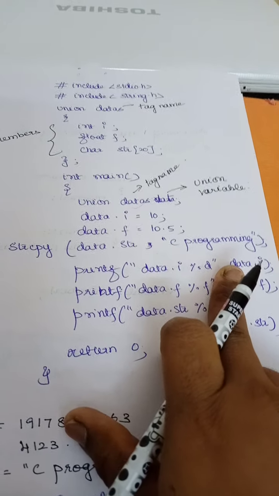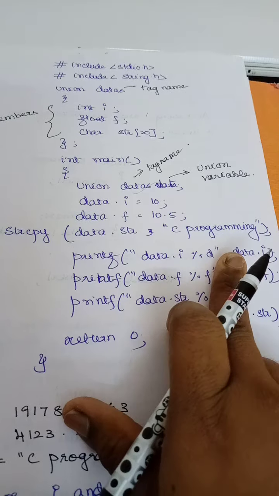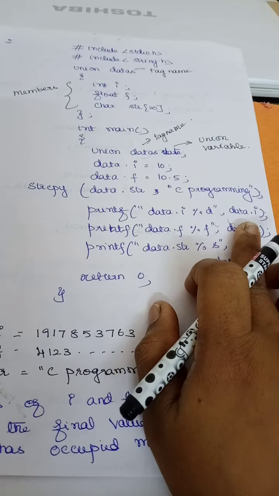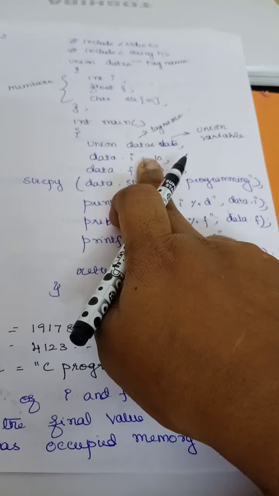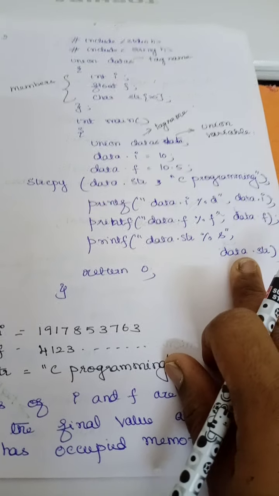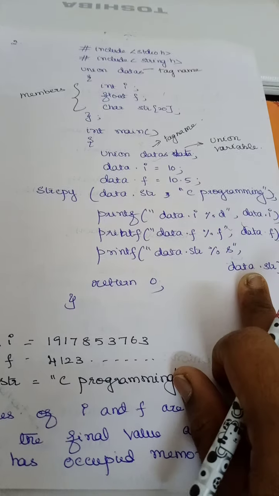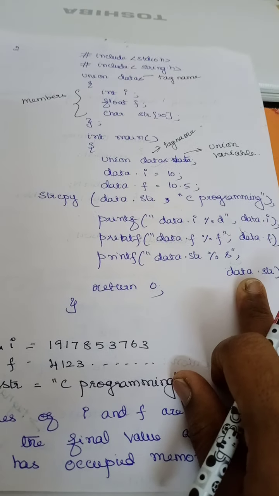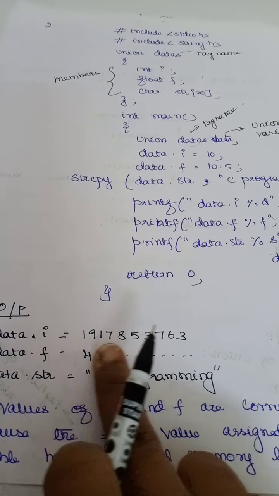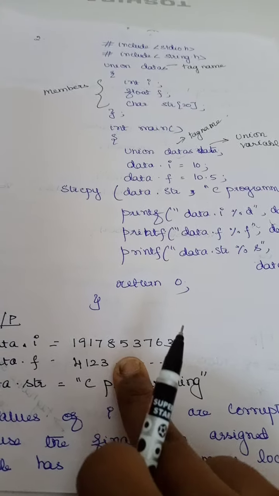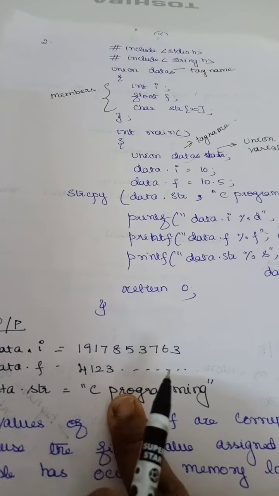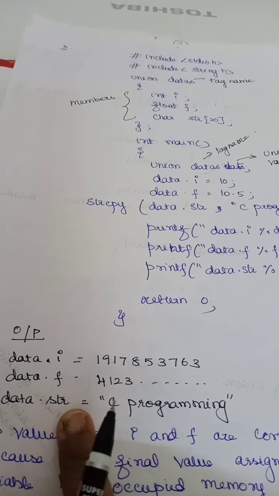Then I am printing the values. Now if I print the values, what should be the output? Data.i means it should print 10. Now f means it should print 10.5, and then here it should print C programming. This would happen in the case of a structure, right? But here you will have some garbage value for i and f, because the memory location has been rewritten with a new value, data.str.